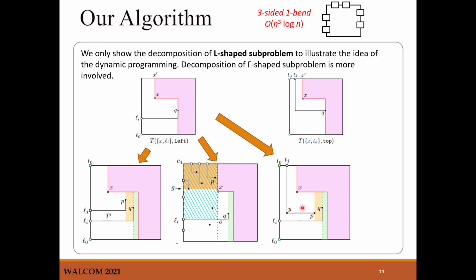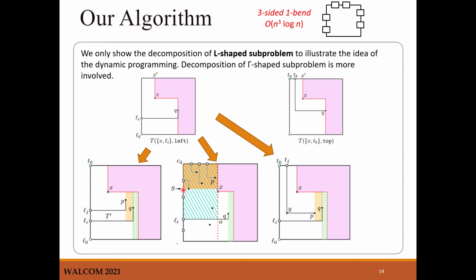But what happens if p is to the left of the vertical line through x? In that particular case, for example, here you can see p is to the left of this red dotted line, and in this case we show that you can cut out a rectangular region, and this rectangular region is balanced. This balanced subproblem is a one-sided subproblem because you have ports only on one side.